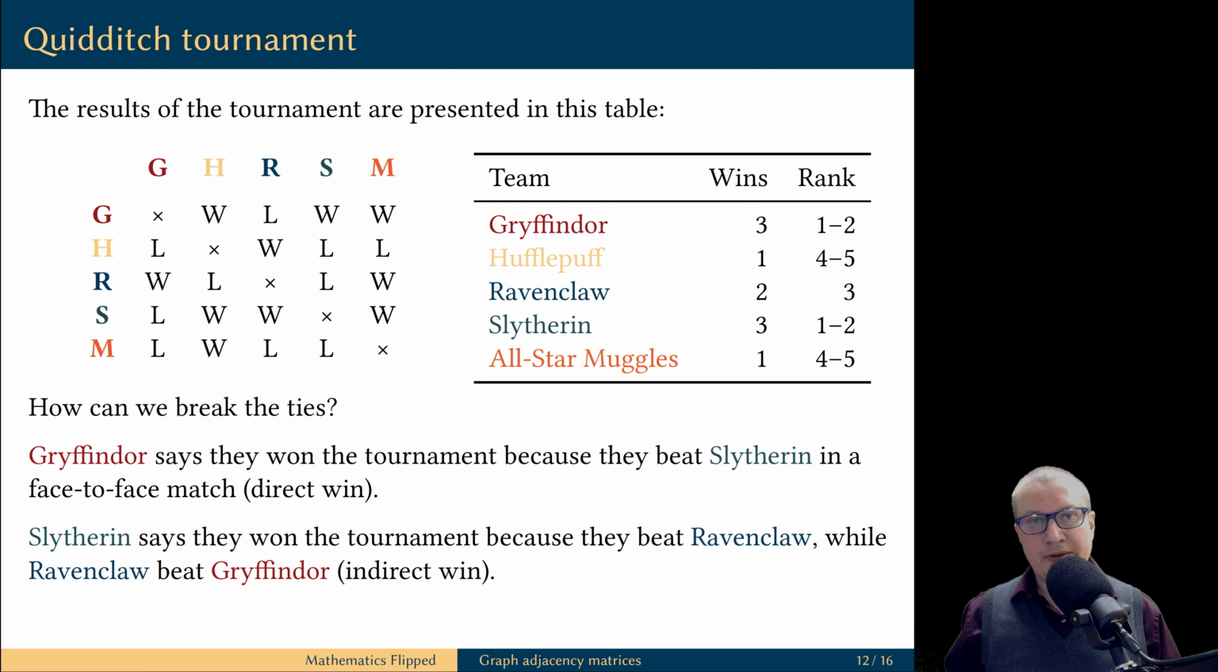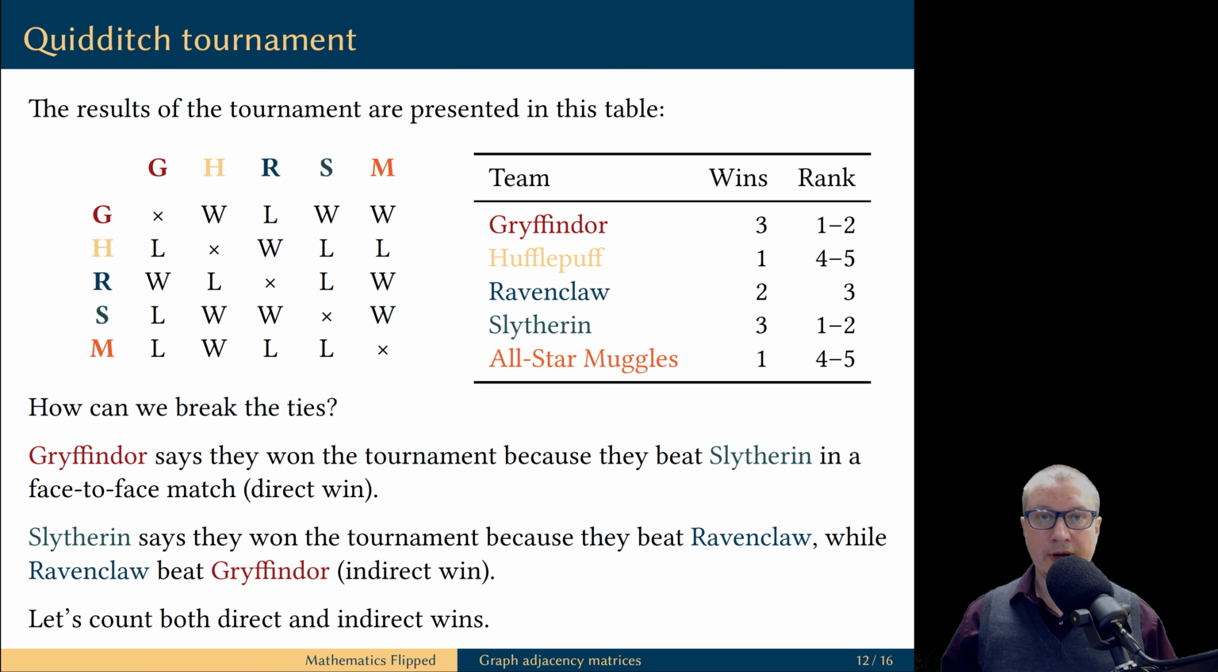But you know Slytherin, right? They claim they won the tournament because they beat Team Ravenclaw, so they are better than Team Ravenclaw, but Team Ravenclaw beat Team Gryffindor. This is called an indirect win. So, let's be objective and impartial, and let's count both direct wins and indirect wins. And to do this, we are going to use the machinery of linear algebra.